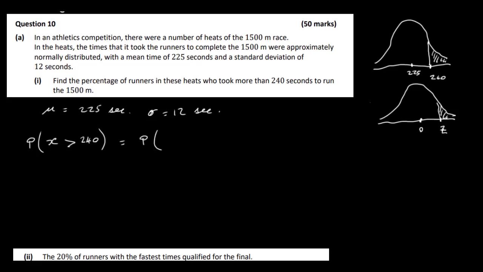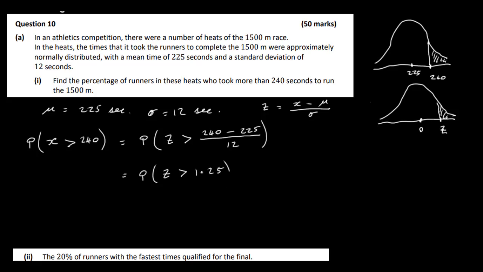So that's really the probability that z is going to be greater than. Now remember, our formula for z is x minus mu divided by standard deviation. So it's going to be x, which is 240, minus our mean, which is 225, divided by the standard deviation, which is 12. So this is what we've got to work out. Now that's the probability that z is greater than, when you work that out, you get 1.25. So that's our z-score. That's this value here. Z is equal to 1.25.